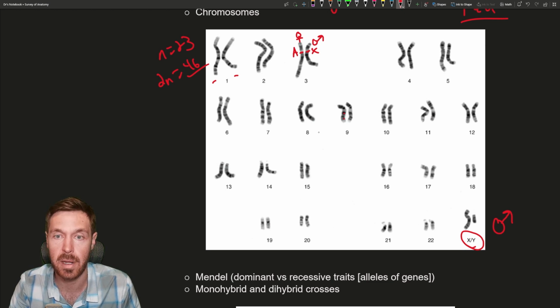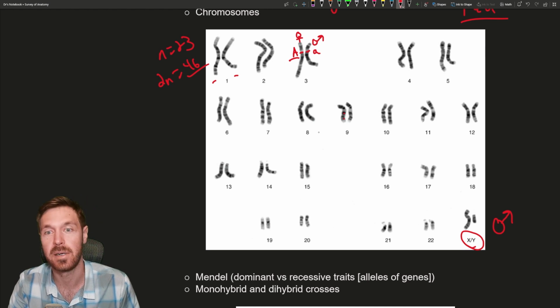Typically, we refer to dominant forms as a capital letter, and recessive forms as a lowercase letter.